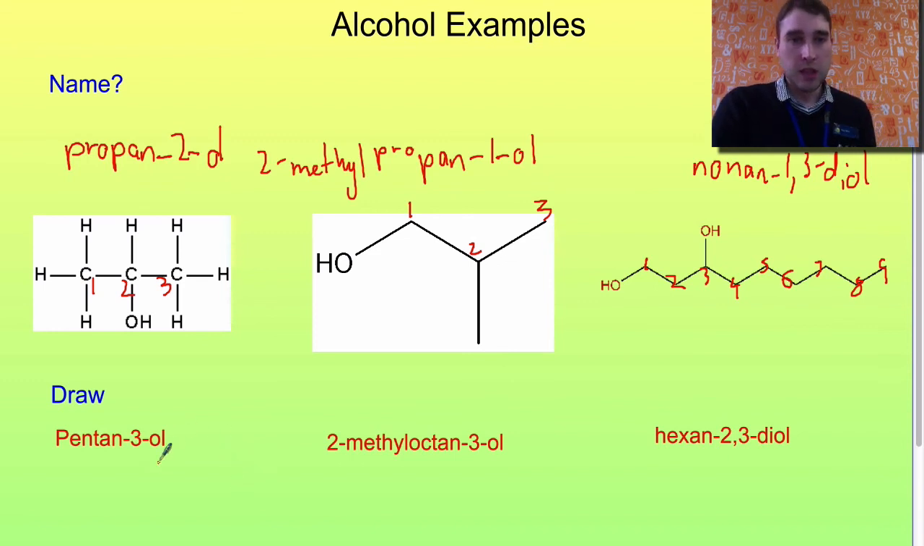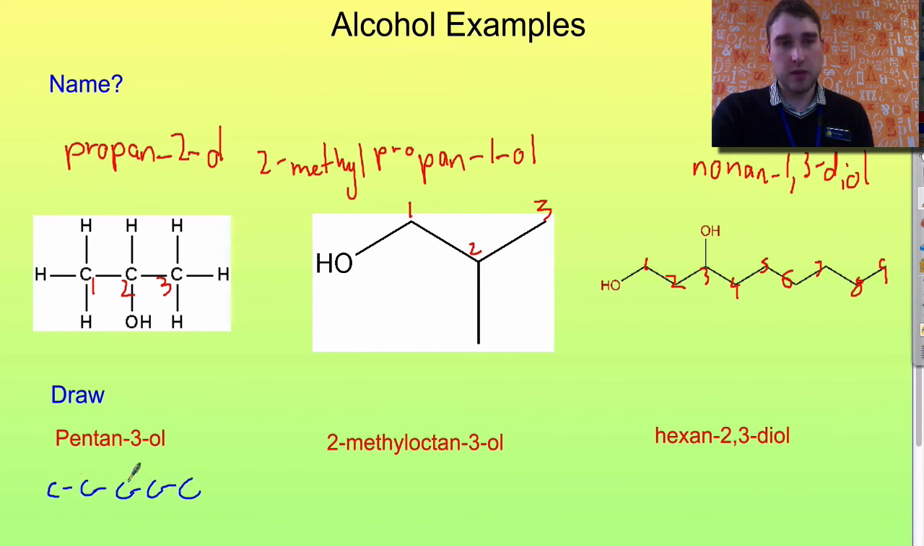Now we're going to draw some. Start with the pentane bit. 1, 2, 3, 4, 5, and on carbon 3 we've got our hydroxyl group. Then you fill in the rest of your H's.